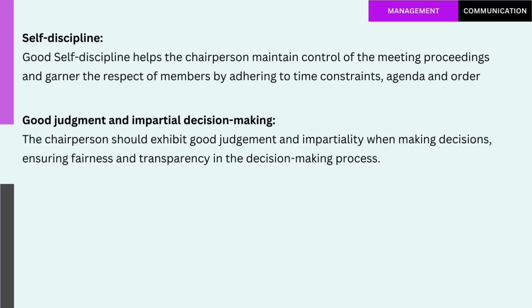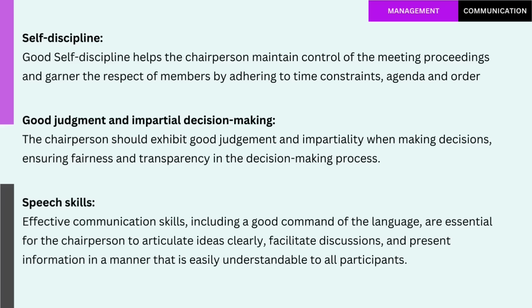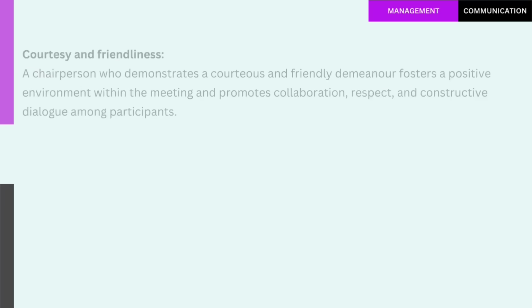5. Good judgment and impartial decision-making. The chairperson should exhibit good judgment and impartiality when making decisions, ensuring fairness and transparency in the decision-making process. 6. Speech skills. Effective communication skills, including a good command of the language, are essential for the chairperson to articulate ideas clearly, facilitate discussions, and present information in a manner that is easily understandable to all participants.